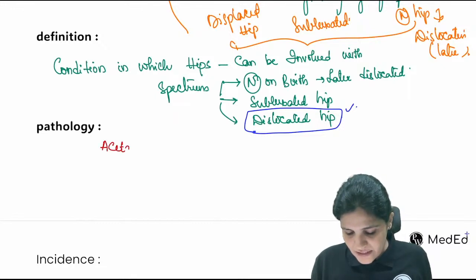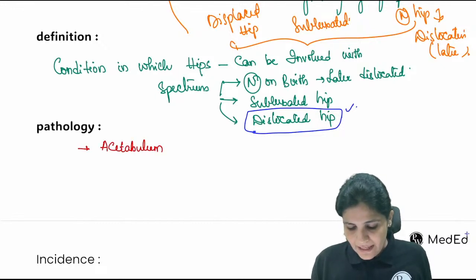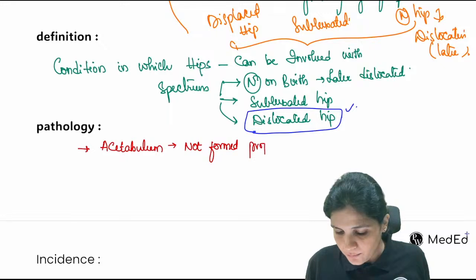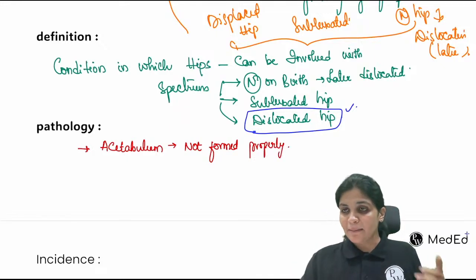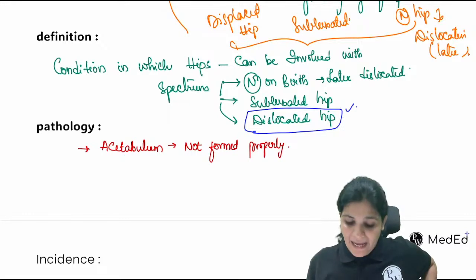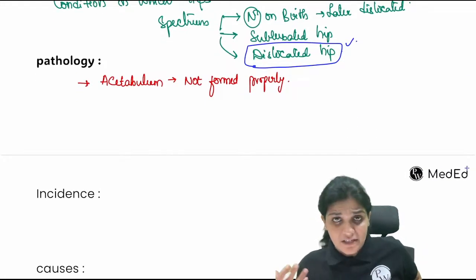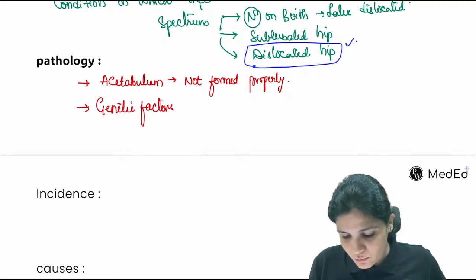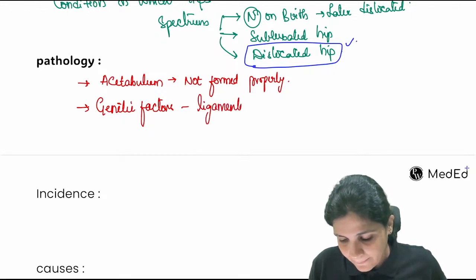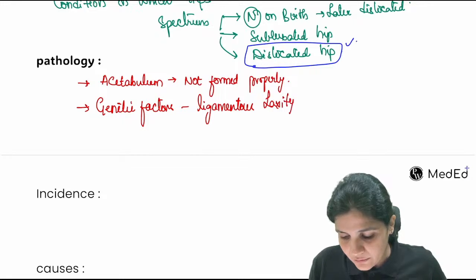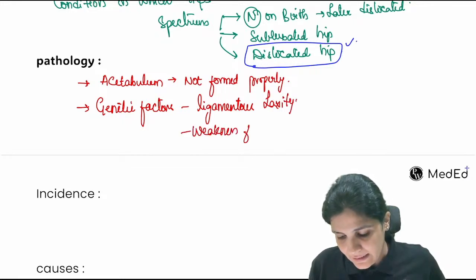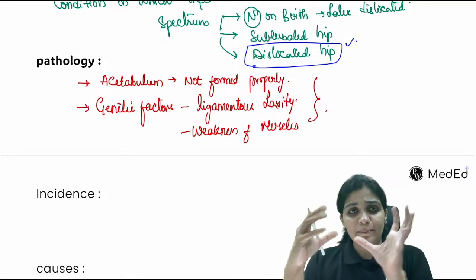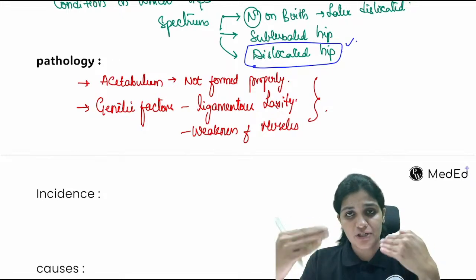So this could be a reason of the acetabulum not being formed properly during birth. There is some problem in the acetabulum, which is not formed properly. And there could be various other reasons also. Some genetic factors which can lead to ligamentous laxity, right? Or there could be weakness of the muscles. So these are some of the pathological conditions involved in the formation of DDH, right?